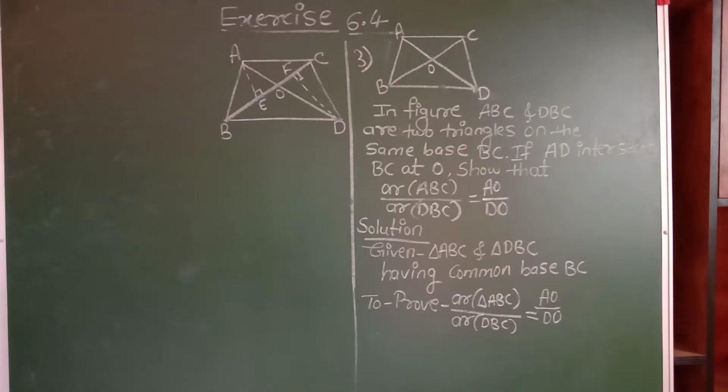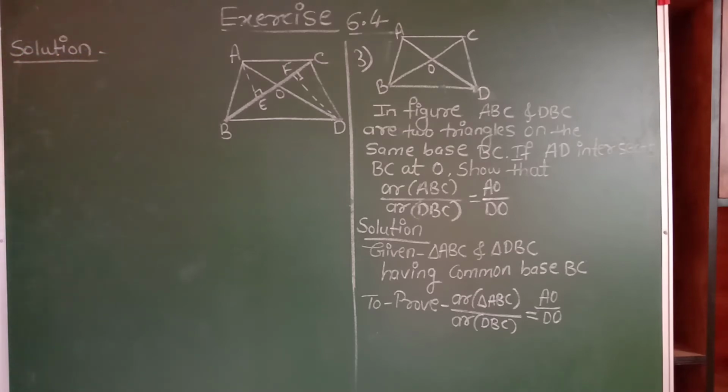Solution. In that, what is given? Triangle ABC and triangle DBC have common base BC. To prove, area of triangle ABC divided by area of triangle DBC is equal to AO by DO. Solution.